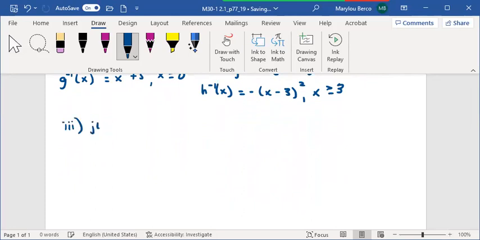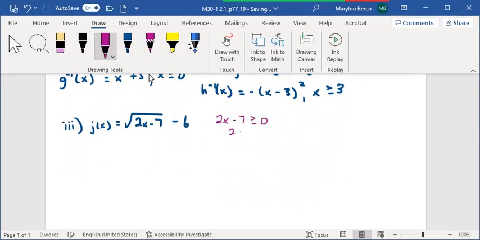This is j(x). So j(x) = √(2x - 7) - 6. So for our restriction, 2x - 7 has to be greater than or equal to 0. 2x is greater than or equal to 7. x has to be greater than or equal to 7/2.